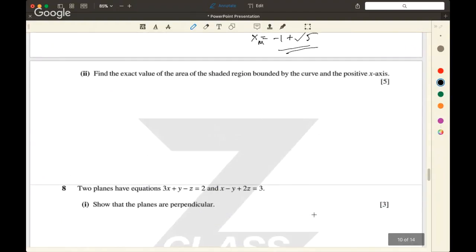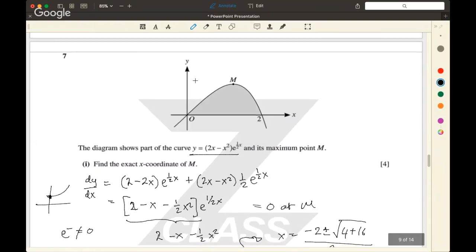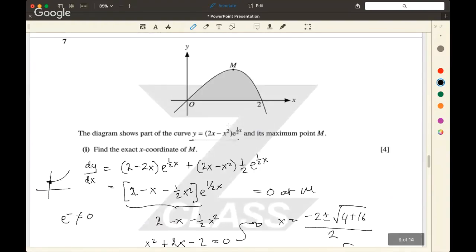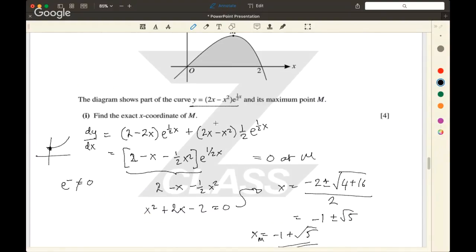Okay, now they want us to integrate. They want us to find the exact value of the area of the shaded region. So that means integrate, bounded by the curve and the positive x-axis. So we're just going to integrate this between those two values, between 0 and 2. If you look at the equation, it doesn't look very amenable to integration. That means we have to use integration by parts because we've got a polynomial and an exponential.